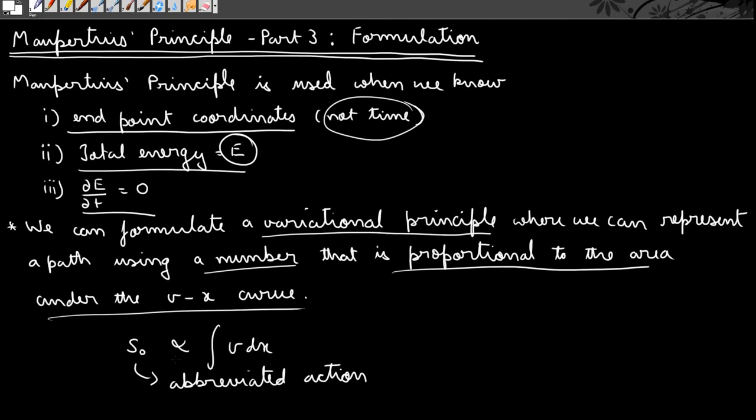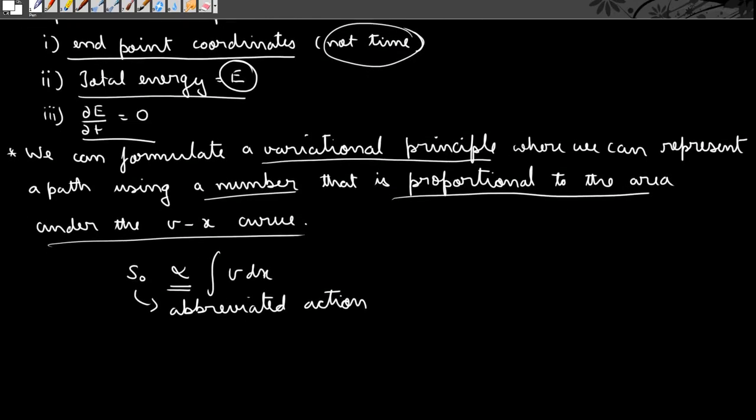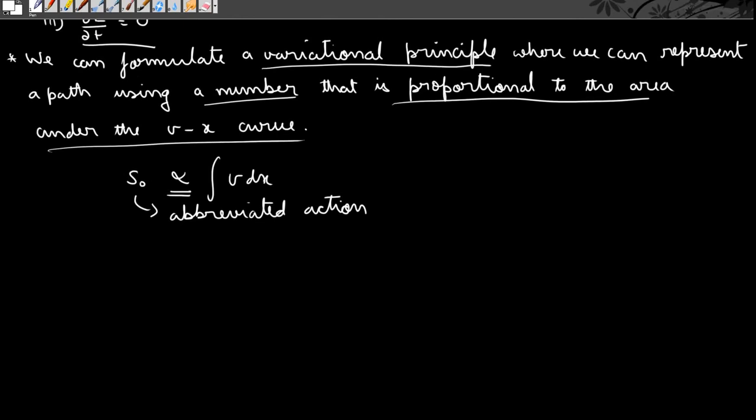Alright, so remember I have just said that it is proportional to the velocity. So we need to get rid of this proportional sign, and we do this by defining our S0 in the following manner. We define S0 as equal to the integral of m v dx, which becomes the integral of p dx, where p is the momentum of the system.